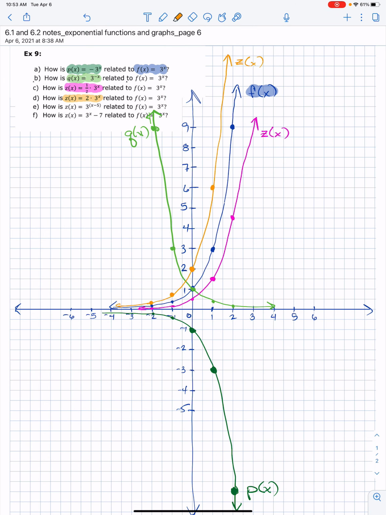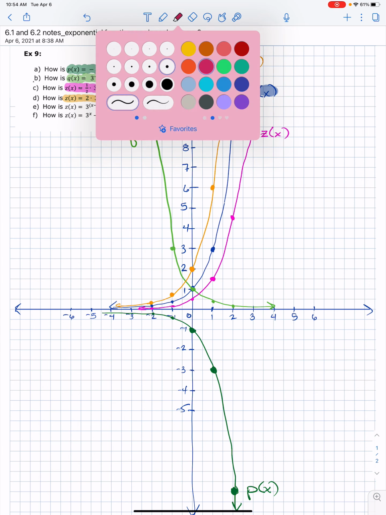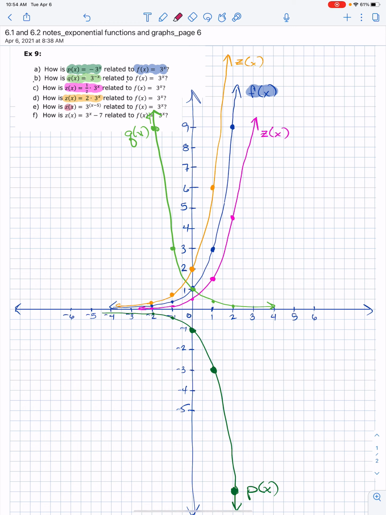Okay, we now have another z of x. I guess I got lazy about relabeling. We have 3 to the x minus 5. So whenever we make an adjustment to the x, we know that that moves us to the right 5 units. So my (0, 1) gets moved to (5, 1), 5 units to the right. My (1, 3) gets moved to (6, 3), 5 units to the right.